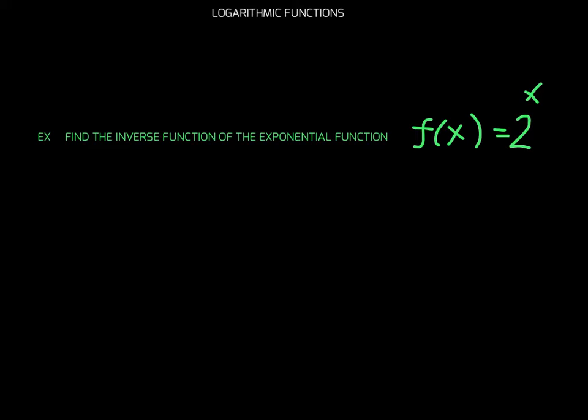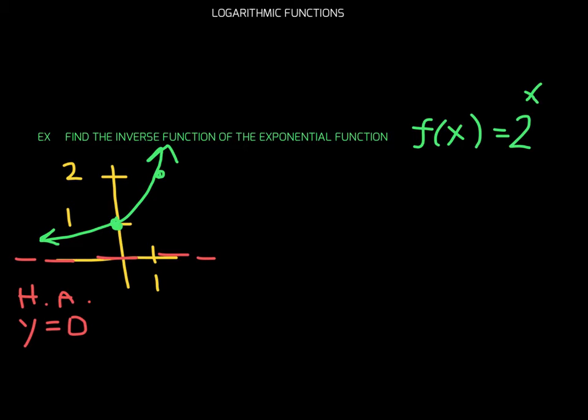So what do we already know about this exponential function? Well, we know a lot. We already graphed it in an earlier video. Let me remind you of what the graph looks like. So we know that this is the curve for the exponential function 2 to the power x. And we know that there's a horizontal asymptote at the x-axis, y equal to 0.